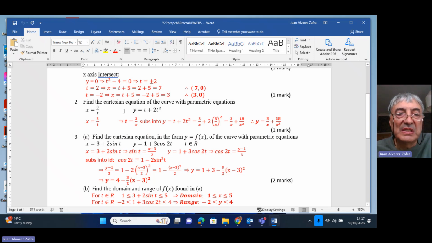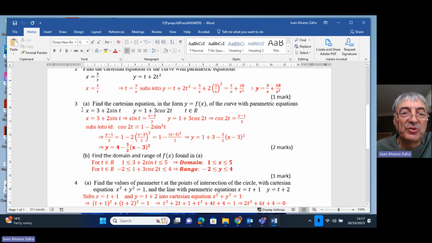And we're going to do it most easily by eliminating t, by getting t as the subject from one of these equations. And the easiest is going to be, in this case, for x, because if x equals 3 over t, that means that t equals 3 over x. And if we substitute that into the y equation, we can get y in terms of x. So when we have this kind of situation, just think of eliminating the t.